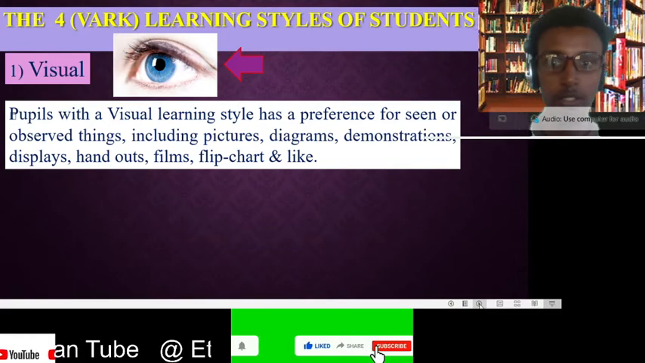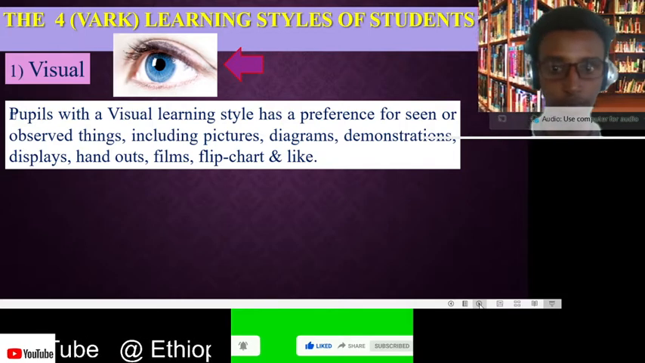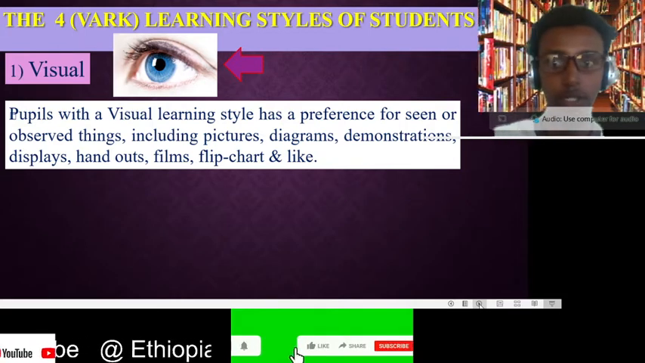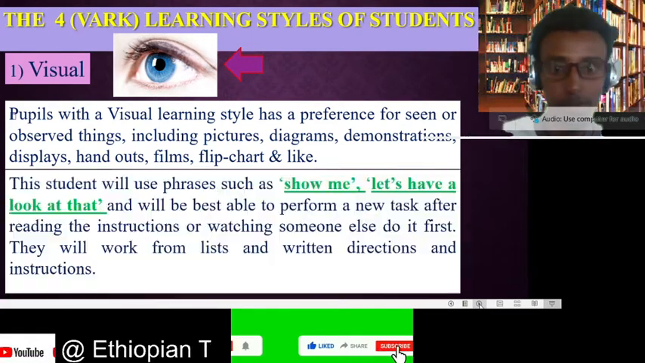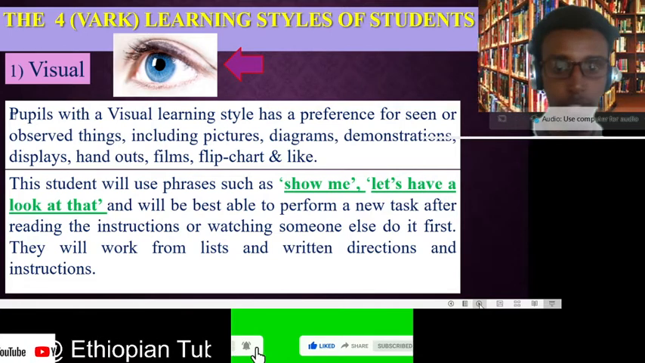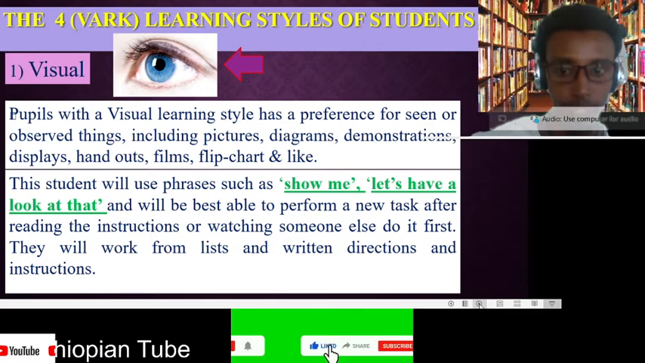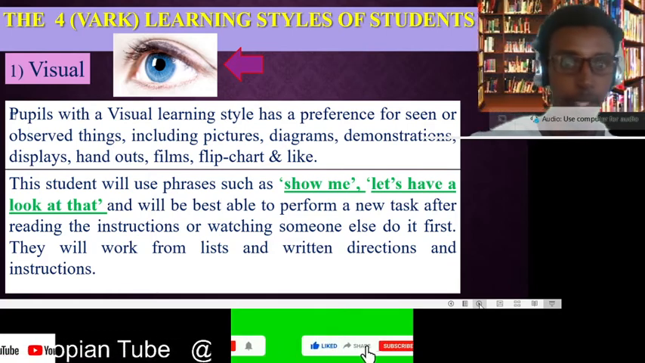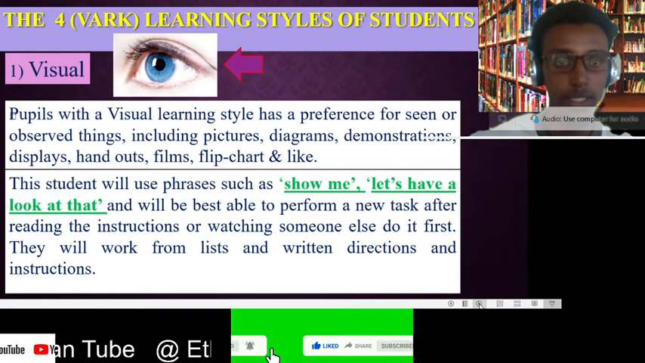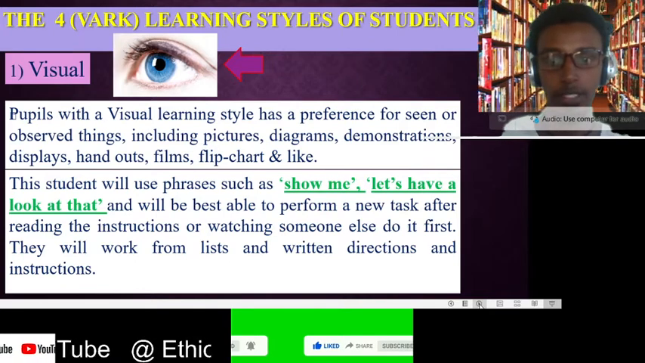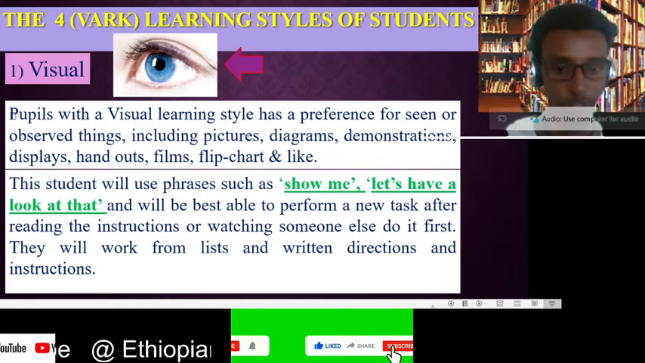Pupils with a visual learning style prefer to see or observe things, including pictures, diagrams, displays, handouts, films or flow charts and the like. So this student will use phrases such as show me, let's have a look at that, and I will be best able to perform a new task after reading the instructions or watching someone else do it first. They will work from lists and write down discussions and instructions.